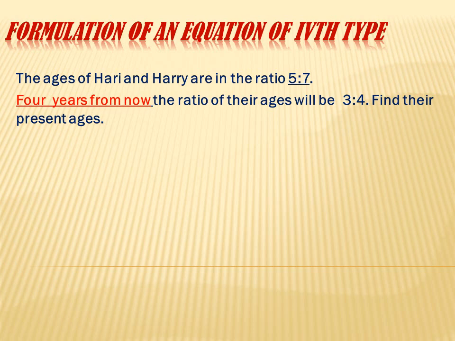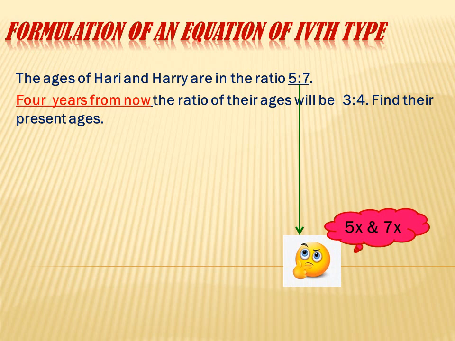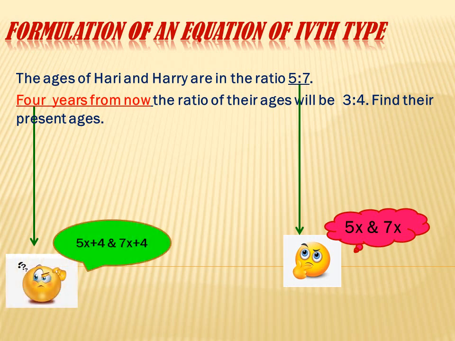Now, as the ages of Hari and Harry are in the ratio 5:7, we know that when a ratio is given, this 5:7 will become regular numbers by placing a common factor with both of them. So we can take the ages of Harry and Hari to be 5x and 7x. Next, 4 years from now means after 4 years, so we have to add 4 to both the ages, that is 5x plus 4 and 7x plus 4.